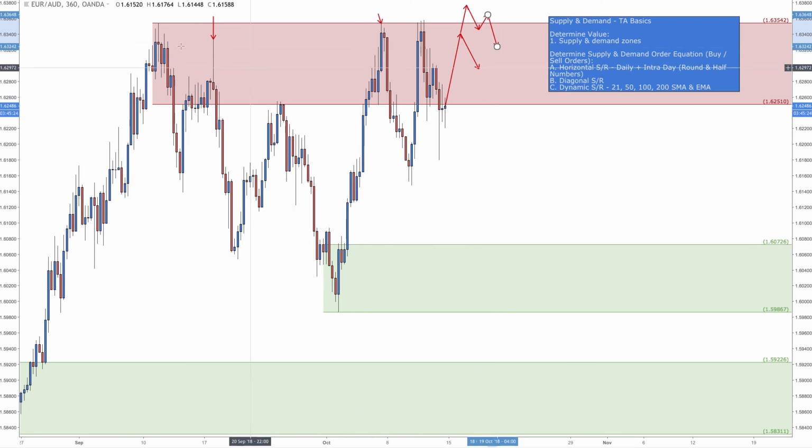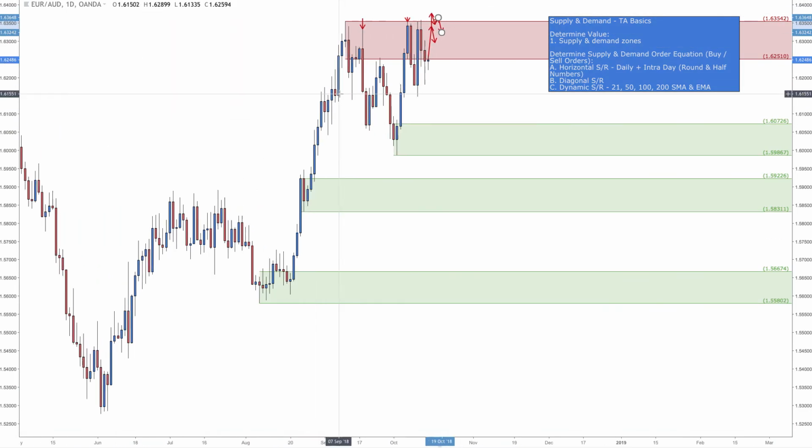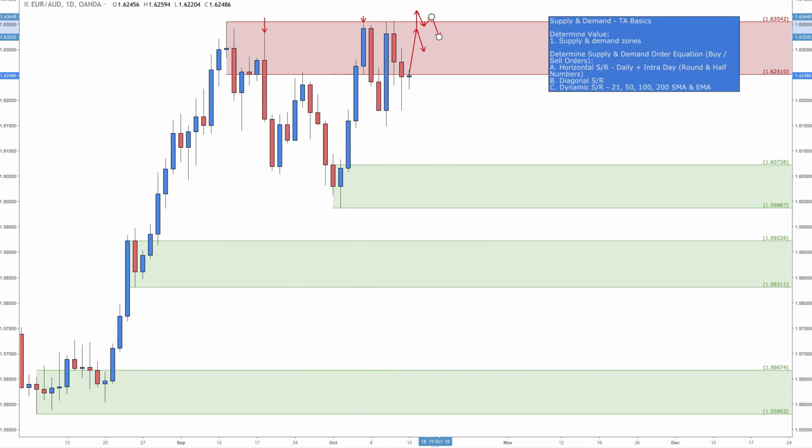If you're looking to enter long from a daily perspective, like I said, we did have some demand here. I did expect prices to react here, but it's not technically a strong level of demand, even though we did have a very bullish candle here. I'm going to keep it here though.